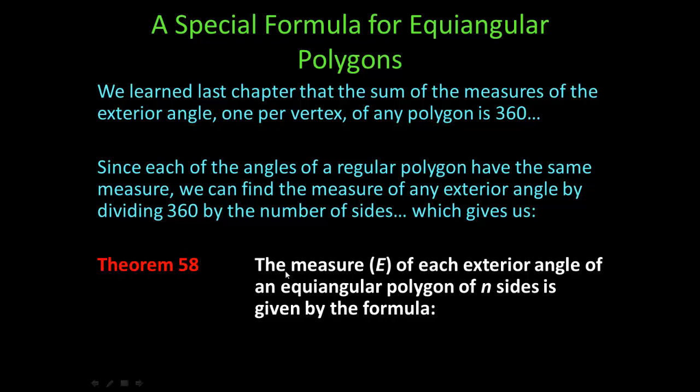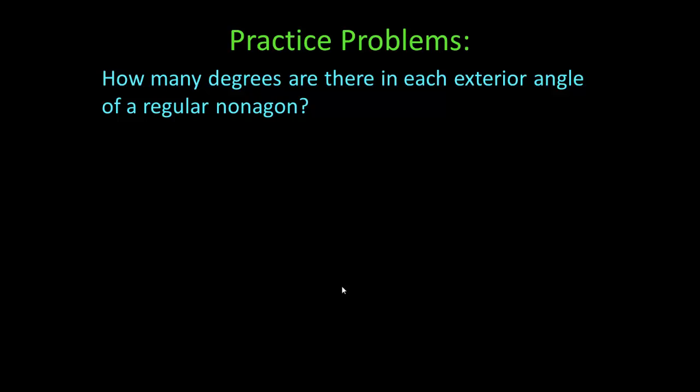Theorem 58: The measure E of each exterior angle of an equiangular polygon of n sides is given by the formula E equals 360 divided by n, where E is the measure of each exterior angle and n is the number of sides of whatever polygon you have. That's really all there is to this particular section.